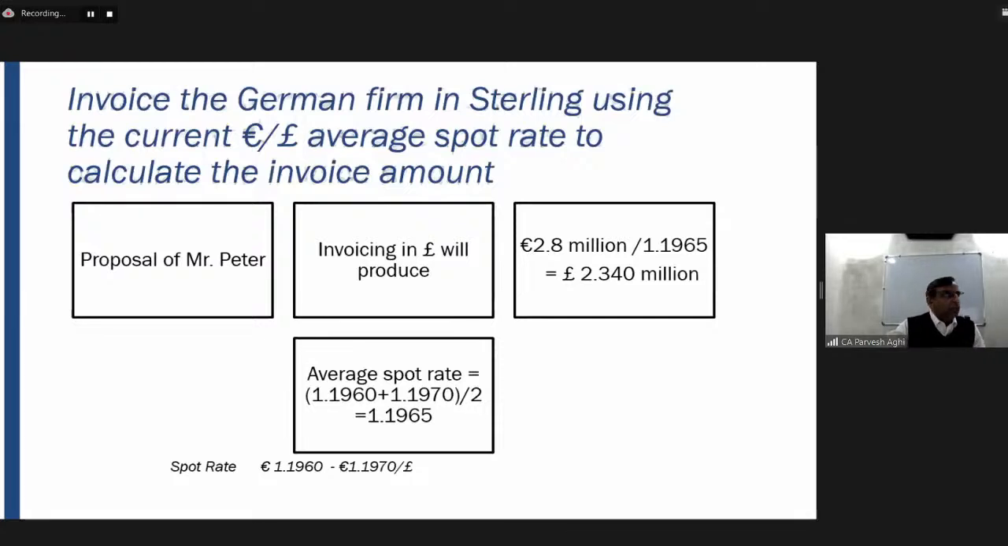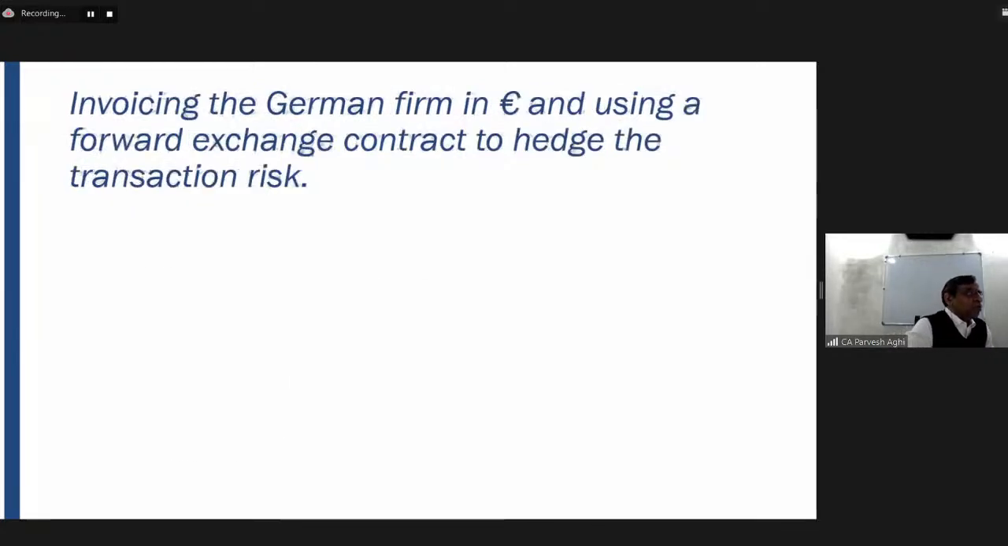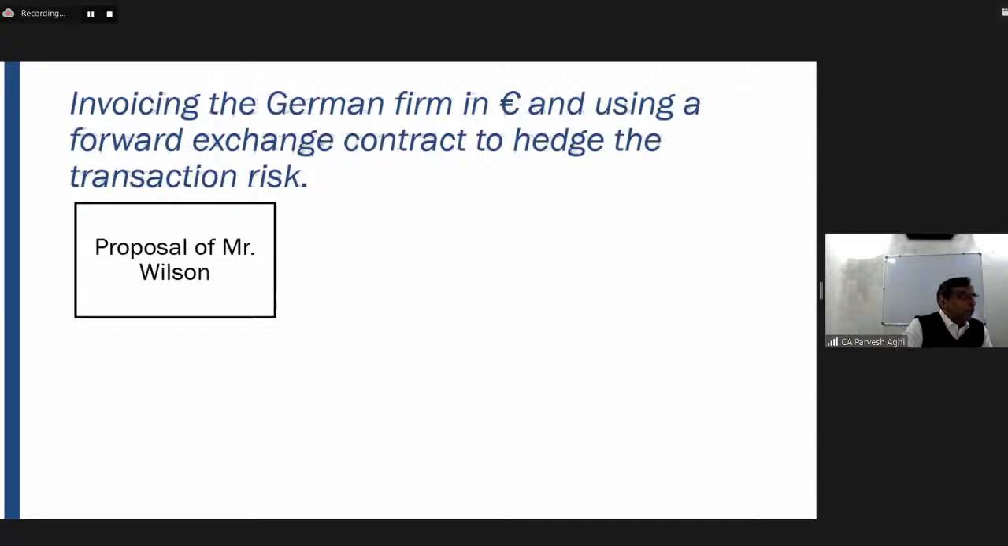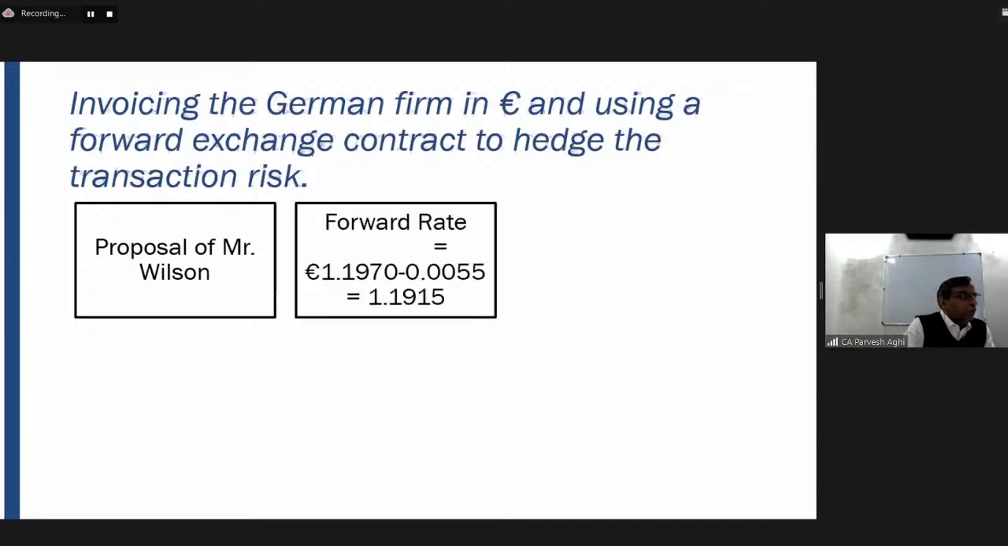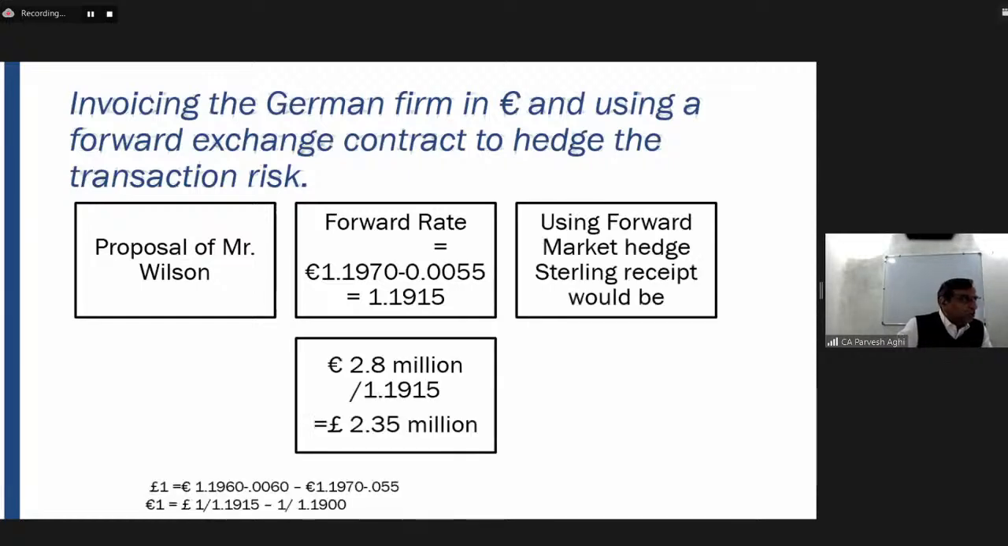Okay, so now let's go to when using a forward exchange contract. This is the easiest, and it's always very easy to find out how much money they will be getting through the forward exchange contract. So now the proposal of Mr. Wilson. Now the forward rate: how I have calculated is I have taken the rate which has been given in the question. It is 1.1970. Okay, so look at the bottom of the screen. This is the rate which has been given in the question: 1 pound is equal to so many euros.